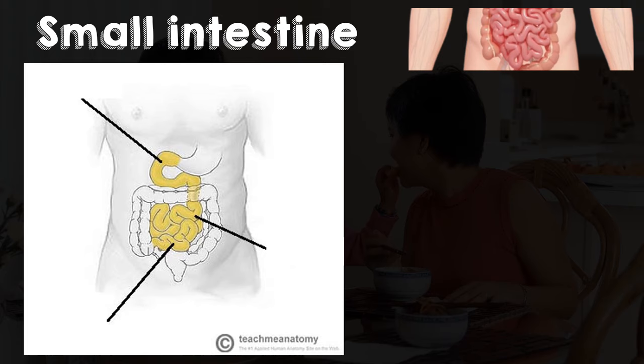The small intestine has 3 parts: duodenum, jejunum, and ileum. The upper part of the small intestine has a wider diameter, while its lower portion has a narrower diameter and is highly coiled. The duodenum, or the upper part, receives the partly digested food from the stomach and also the digestive juice from the pancreas, bile from the liver, and gallbladder.